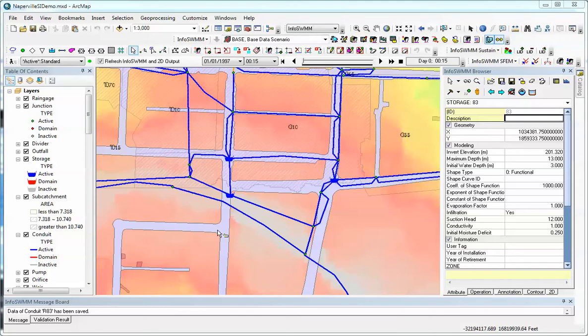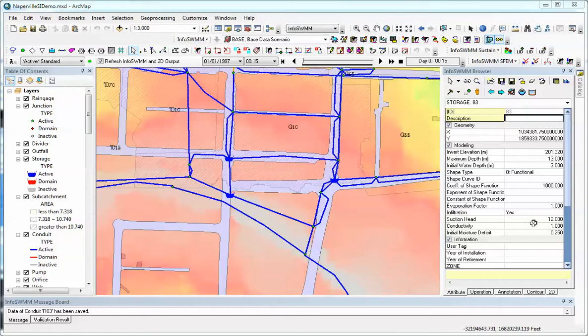Hello, I am Bob Dickinson, and we're looking at an InfoSWMM model. It's the Naperville SI demo model again, and we're going to look at seepage in nodes and seepage in irregular open channels, or any link for that matter.